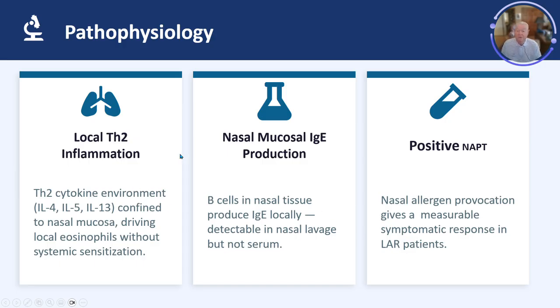So the pathophysiology of this is a typical local Th2 inflammation, IL-4, IL-5, IL-13, confined to the nasal mucosa, not in the skin, which causes eosinophils in the nose but not systemically. There's IgE produced by B cells in the nasal tissue. It's found in nasal lavage, but it's not in the blood. And I mentioned the nasal allergen provocation test will give symptoms in the allergic rhinitis patient, but not the non-allergic.